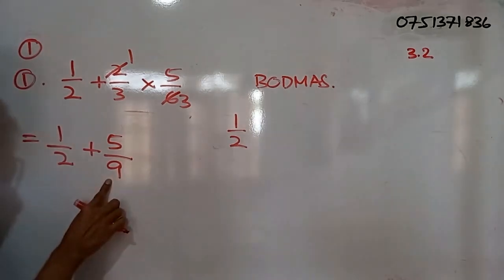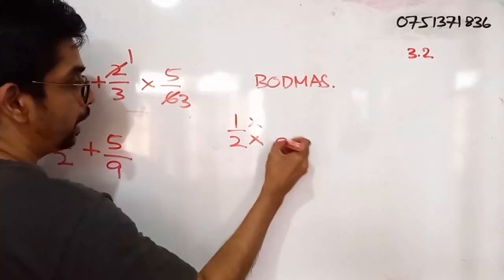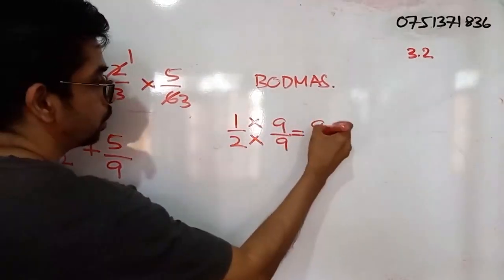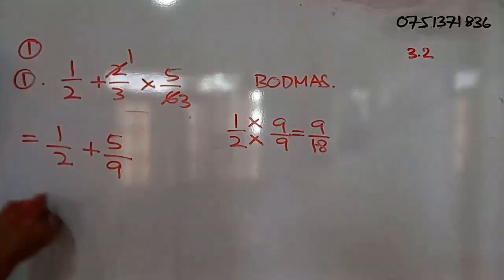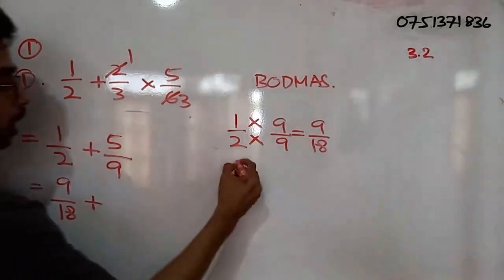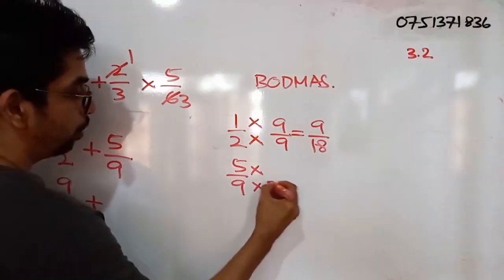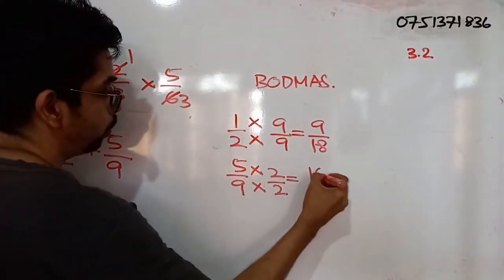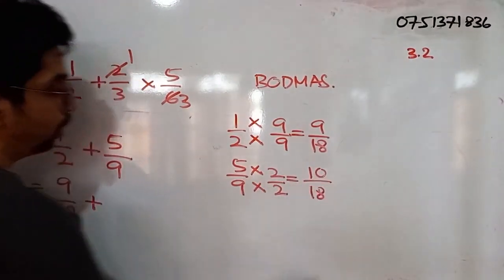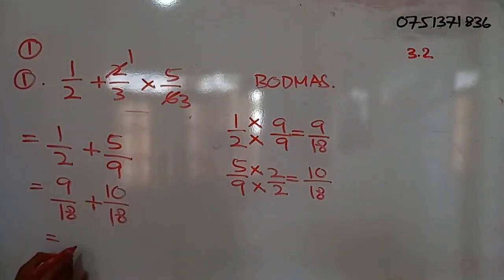Here also the same thing. So I can multiply the denominator by 9 and the numerator by 9. So 9 by 18. Okay? So 9 by 18 plus 5 by 9. I have to multiply the numerator and the denominator by 2. 5 times 2, that is 10. 9 times 2, that is 18. So 10 by 18. So here we get what?